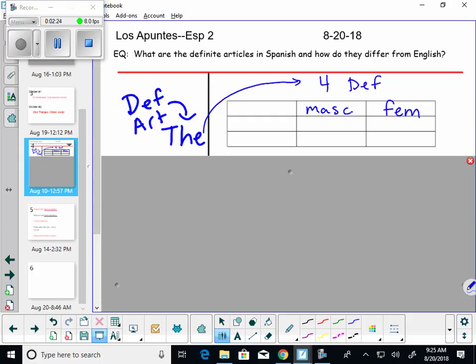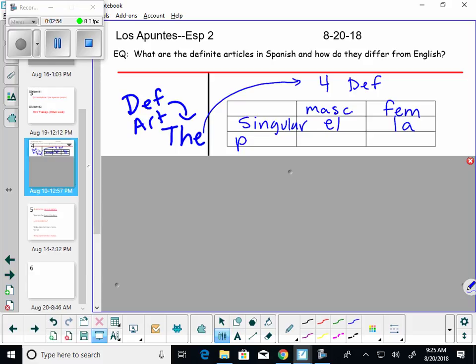In Español. Anybody know the masculine way to say the? You do, hopefully. El. Thank you. El. What's the feminine form? Do we know? La. Look at you. All right. Those are the two right here. Singular forms. El and la are singular. So el is the singular masculine form, and la is the singular feminine form.